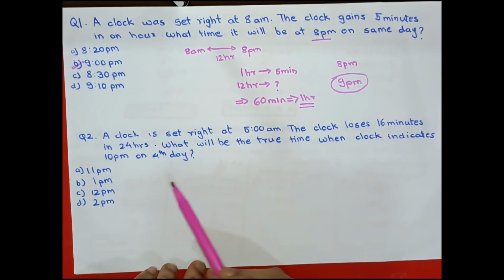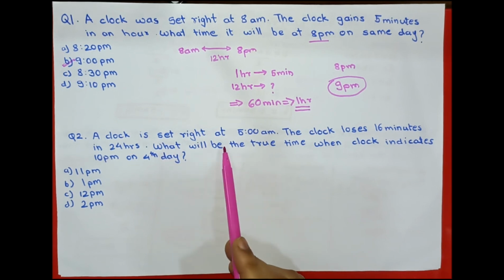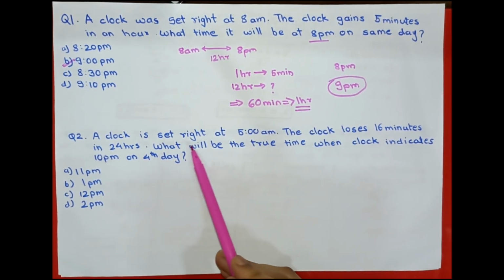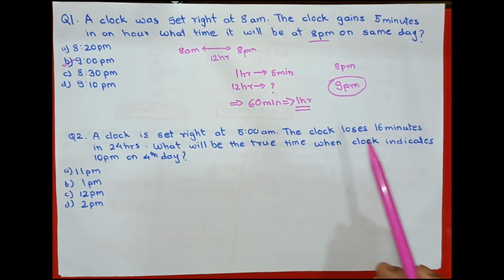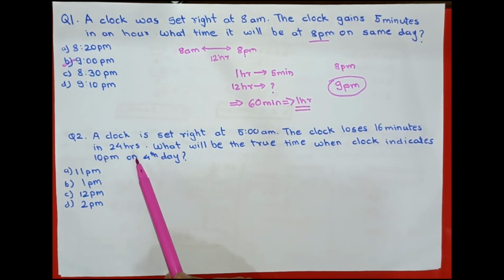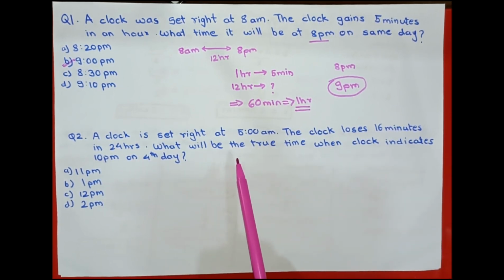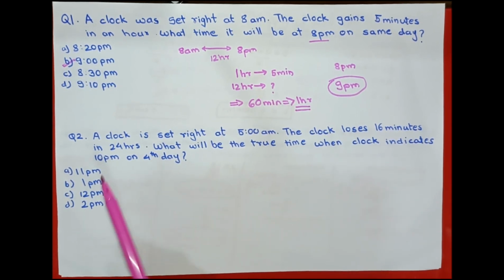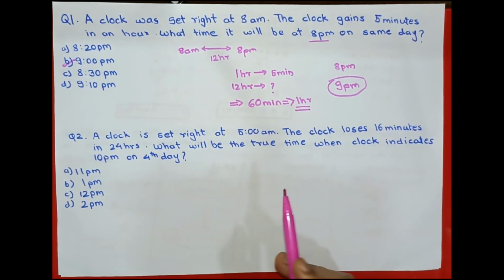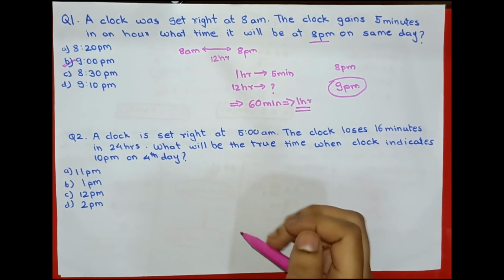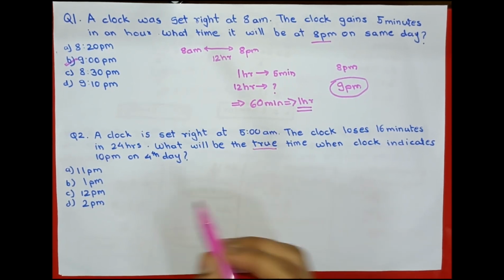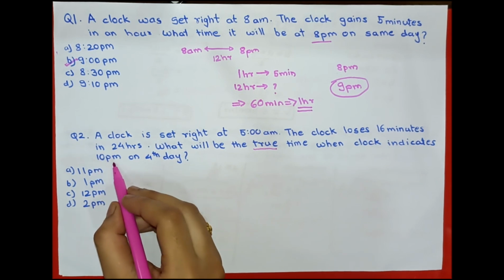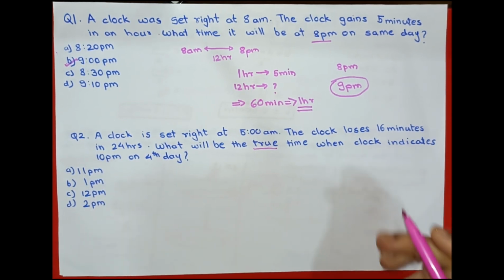Now let's read the second question. A clock is set right at 5 a.m. The clock loses 16 minutes in 24 hours. What will be the true time when the clock indicates 10 p.m. on the fourth day? Now we have to find out the correct time or the true time which a normal clock was showing, which means the 10 p.m. on the fourth day is the false time when the clock is losing 16 minutes.